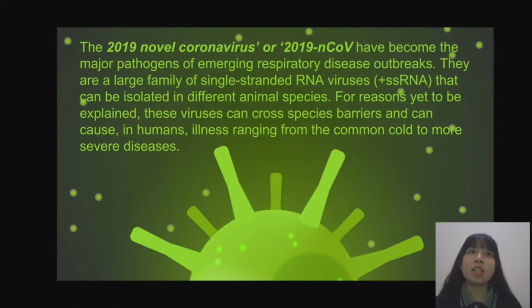The 2019 novel coronavirus or 2019 nCoV have become the major pathogens of emerging respiratory disease outbreaks. They are a large family of single-stranded RNA viruses that can be isolated in different animal species. For reasons yet to be explained, these viruses can cross species barriers and can cause in humans illness ranging from the common cold to more severe diseases.